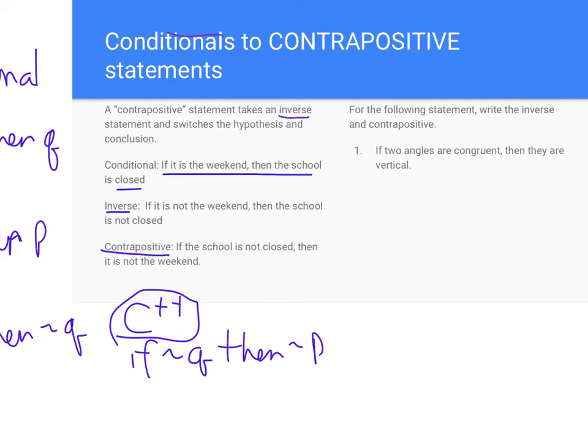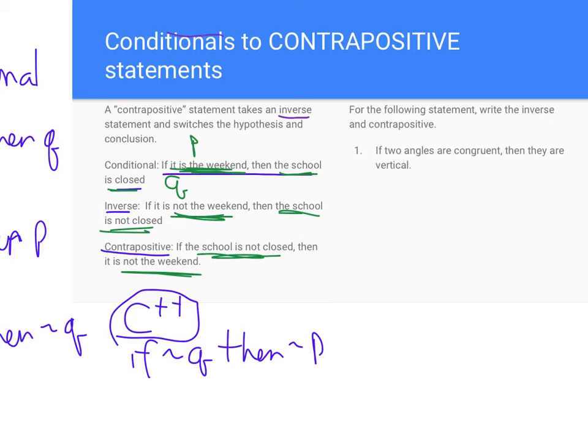So if I think about it from the perspective of my hypothesis, the P there, the school is closed, that would be the Q. So the inverse would be, if it is not the weekend, then the school is not closed, which would make sense. Opposite of it being the weekend would be not being the weekend. If the school is closed, then the school is not closed, implying that the school is open. Contrapositive flips this around. If the school is not closed, then it is not the weekend.